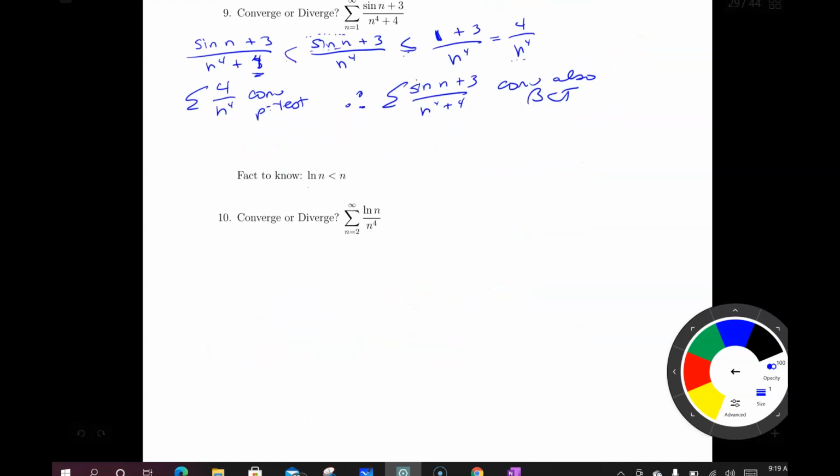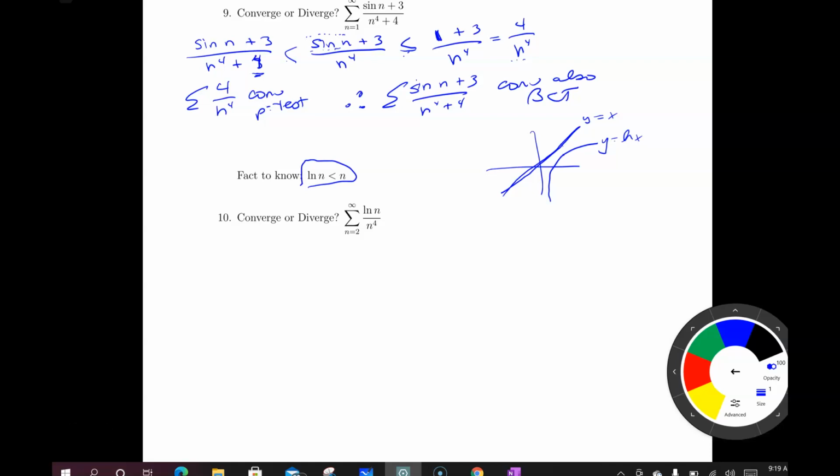Okay, so this is a fact I'm telling you. You need to know that ln of n is less than n. So if I just look at the graphs, n would be like y equals x. This would be the graph of y equals x. This would be the graph of y equals ln of x. Yeah, this is smaller than this, right? Okay, just to give you an idea.